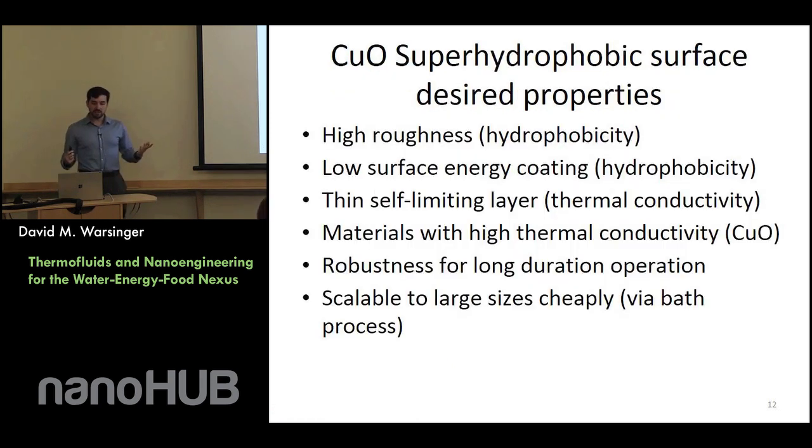So an ideal surface has a few properties. It has high roughness for enhancing the hydrophobicity. It has a low surface energy coating for the hydrophobicity. It has a thin self-limiting layer for the coating because you don't want to create a large thermal resistance. And you want a very highly thermally conductive coating. In this case, copper oxide is maybe a quarter of the thermal conductivity of copper, so it's still performing very well. And it's got to be robust and it's got to be cheap.